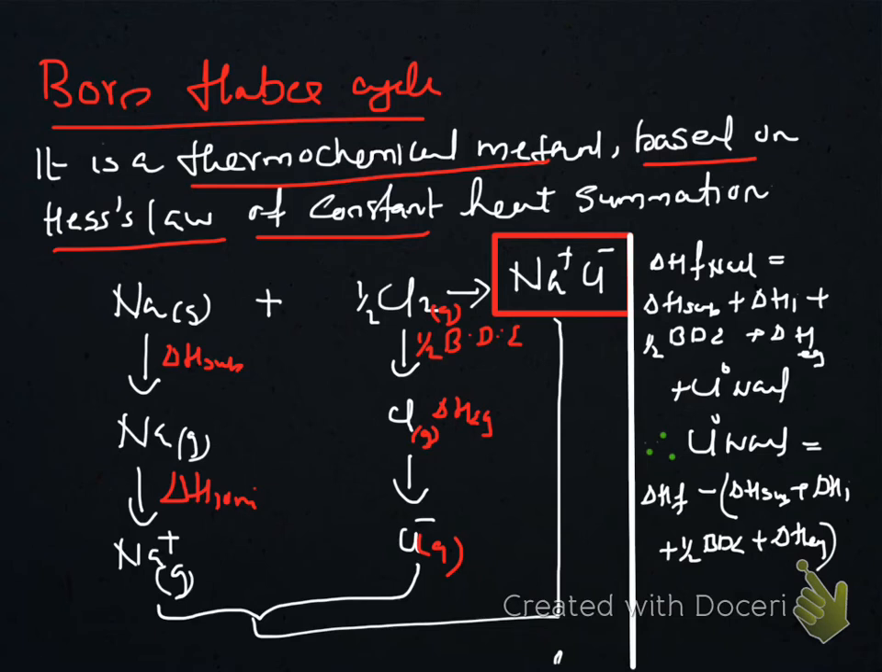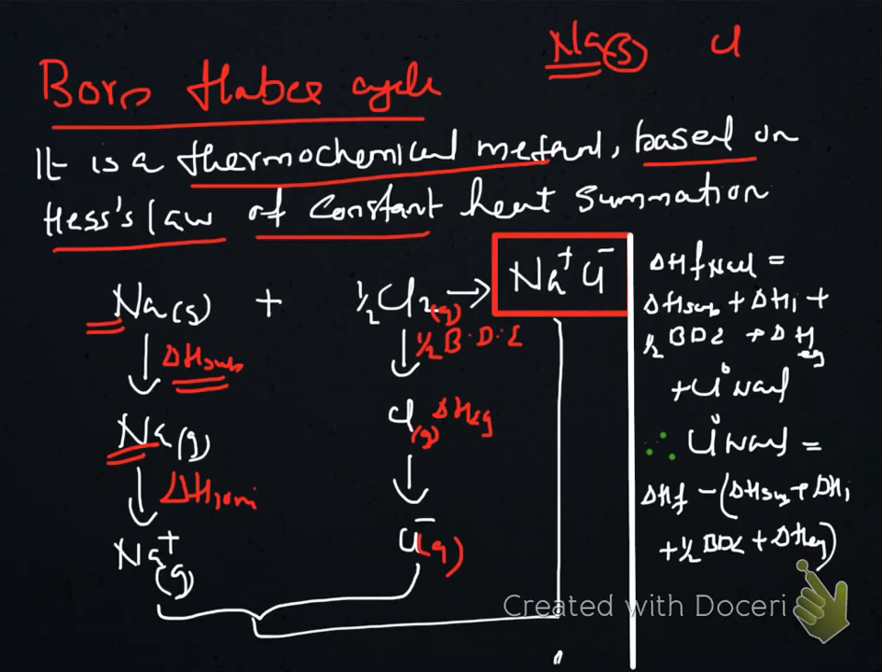In order to form NaCl, we have sodium as the metal and chlorine as the non-metal. Sodium normally is a solid at room temperature, so that solid sodium first changes to sodium gas. To convert a solid to gas directly, we have to supply an amount of energy called sublimation energy. So we have written it as delta H sublimation.